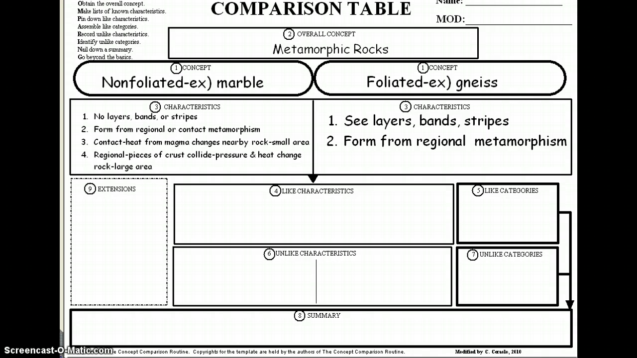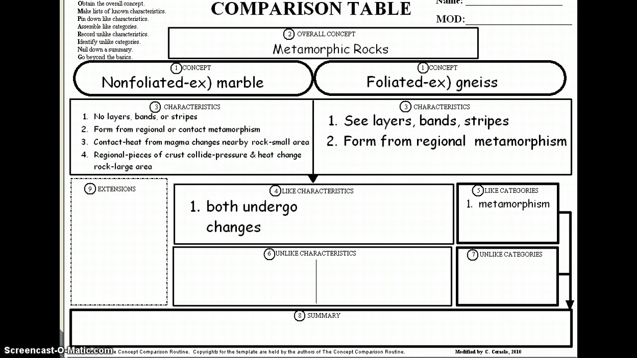Now that we've compared nonfoliated and foliated metamorphic rocks, let's look at some characteristics that they share. Well, we know from metamorphism that both of them are going to undergo changes. That's what happens when a rock is metamorphosed. So some sort of parent rock underwent a change to become either nonfoliated or foliated. Now the category we can put this under is metamorphism, because metamorphism means change.